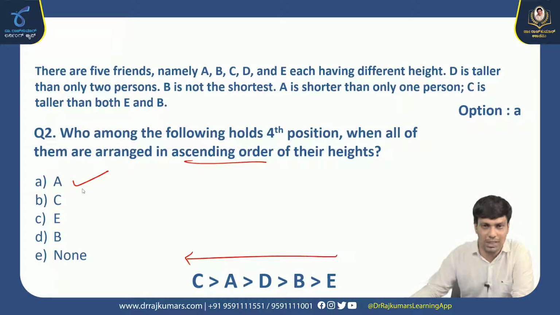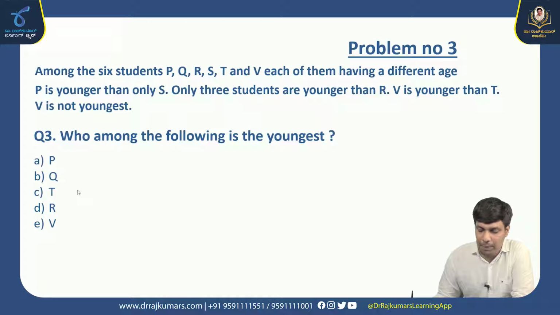Moving on to our next problem. Among the 6 students P, Q, R, S, T and V, each of them has a different age. P is younger than only S. Only 3 students are younger than R. V is younger than T. V is not the youngest. Again, we have a case on age. Let's see how to solve this problem.